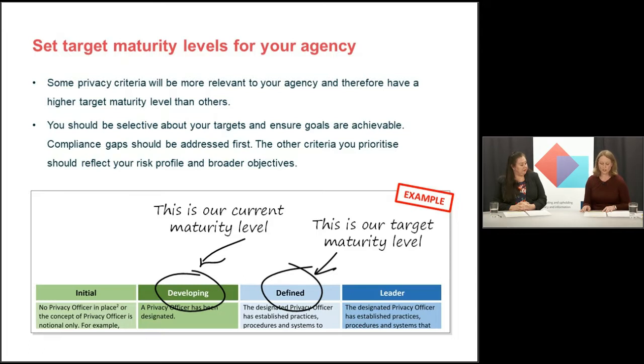However, certain obligations under the code may need to be scaled up in order to ensure that the privacy goals, actions and target maturity levels you set are commensurate with your privacy risk profile. Your agency should be selective about its targets and its resulting PMP to ensure goals are achievable. Which criteria you prioritise as targets will depend on whether there are any compliance gaps for remedial action. These, of course, should be addressed first, as well as your agency's privacy risk profile and broader objectives.